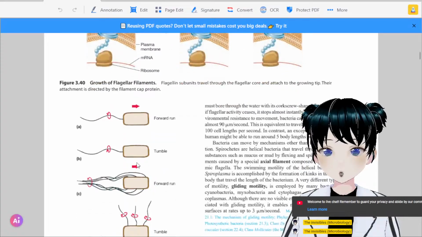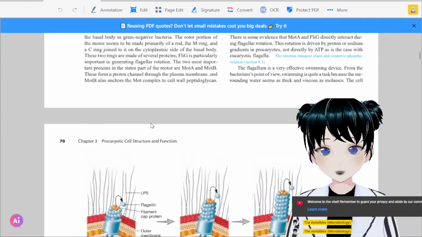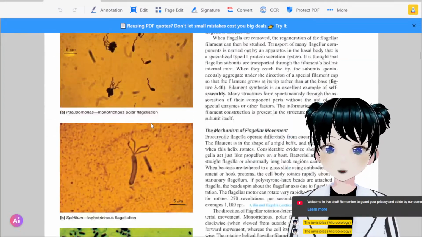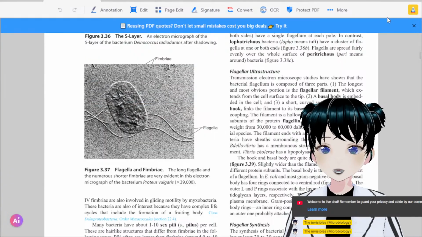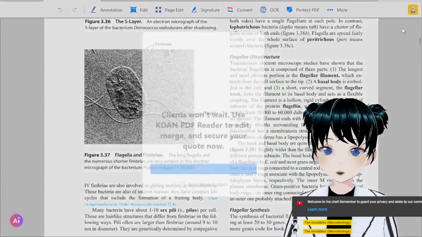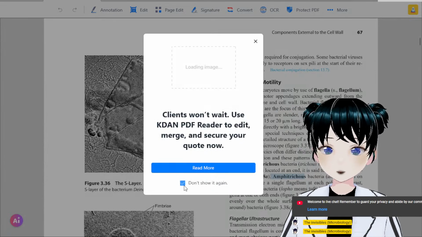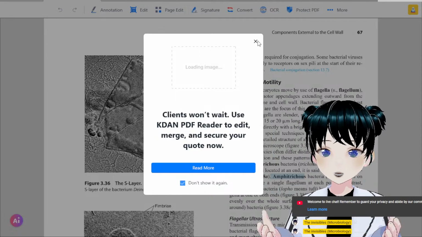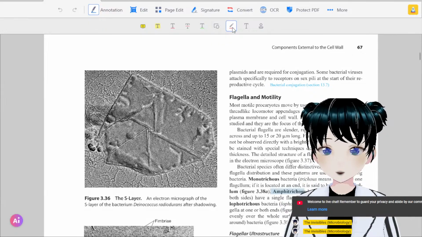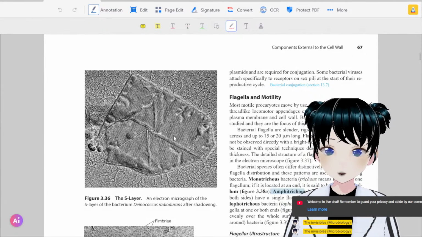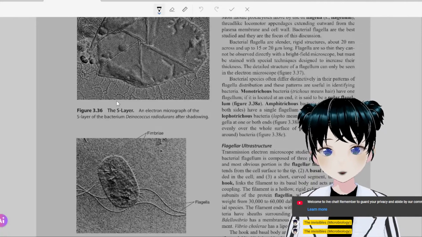So if it is monotrichous, I think the diagram is below. Now this is just the movement. Wait, I guess this is monotrichous. The flagella can be anywhere on the surface. Wait, I'll draw it. Where is my pen? So yeah, trichous they are saying is for hair.